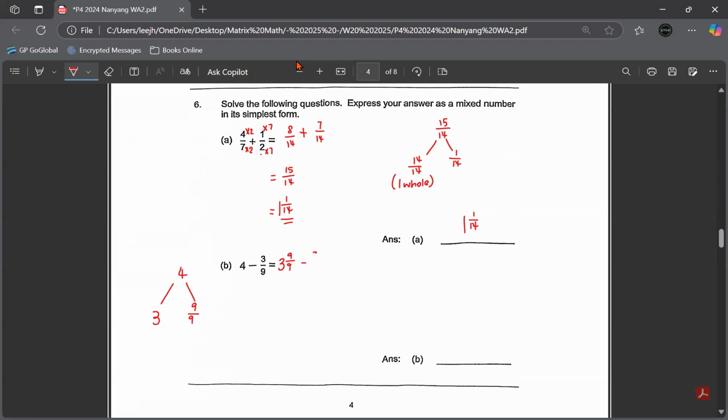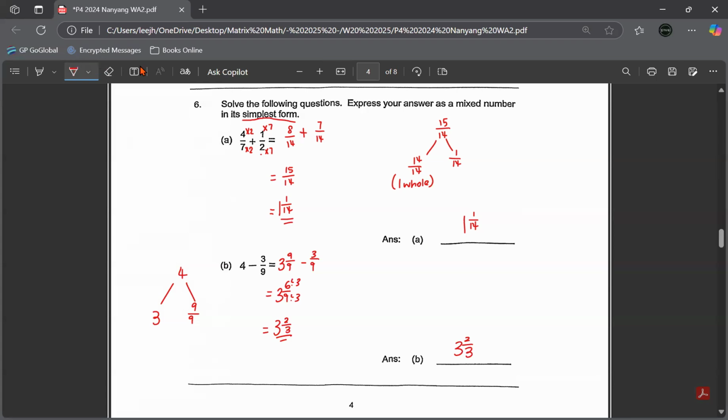Minus away the fraction of 3 over 9. So 3 wholes is still here. Please write down, 9 minus 3 is 6 over 9. Your answer has to be in simplest form, because this is not simplified. Numbers 6 and 9 can be divided by a common number, which is 3. So you just divide by 3, divide by 3. So the answer is 3 wholes 2 over 3. So the answer is this. Okay.